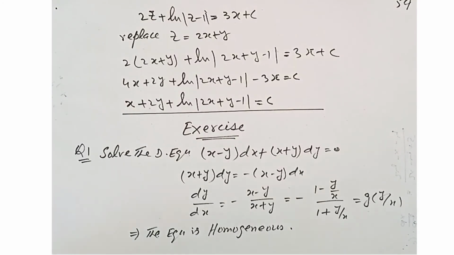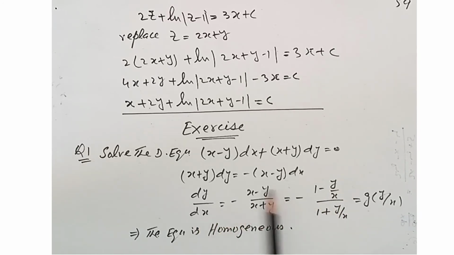Now we are starting the exercise. Question 1, solve the differential equation (x minus y) dx plus (x plus y) dy equal to 0. So we can write this as (x plus y) dy equal to minus (x minus y) dx. dy by dx equal to minus (x minus y) over (x plus y). Dividing numerator and denominator by x, this is (1 minus y by x) over (1 plus y by x). This is a function of y over x. So this is a homogeneous equation.